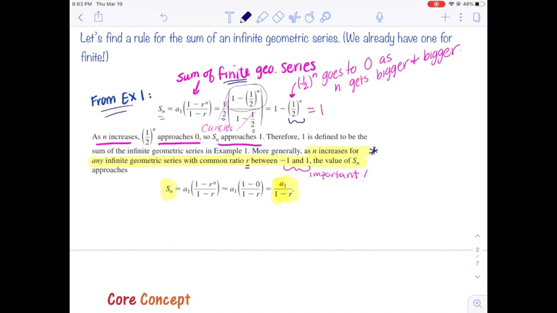So the value of s sub n, the sum up until the nth term, is really just a sub 1 divided by 1 minus r, which I don't know about you, but I think it's actually an easier equation than the sum of a finite geometric series.